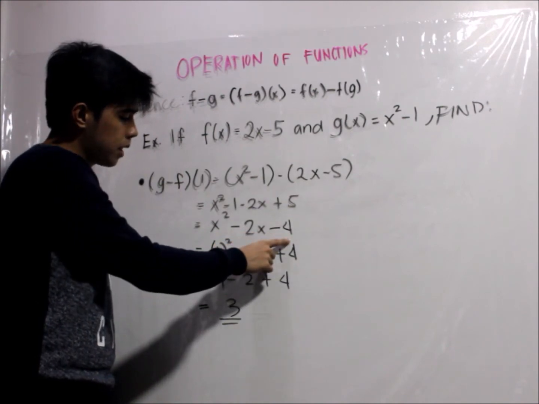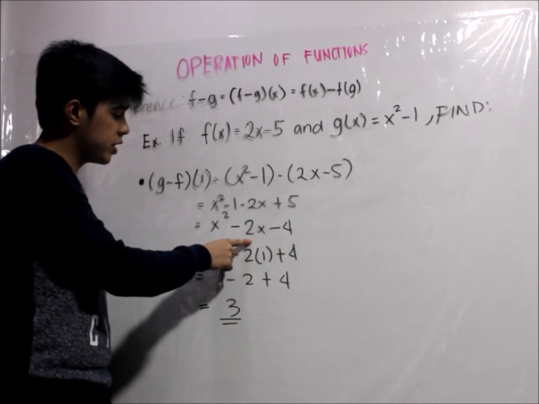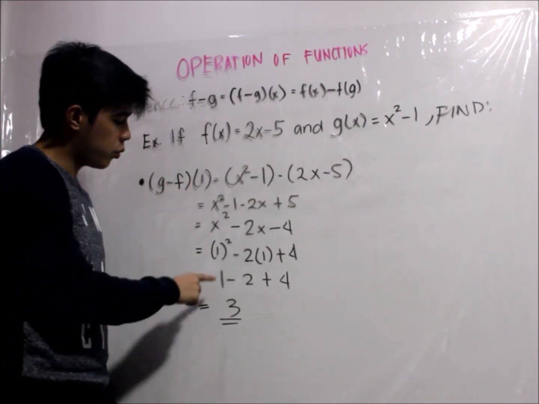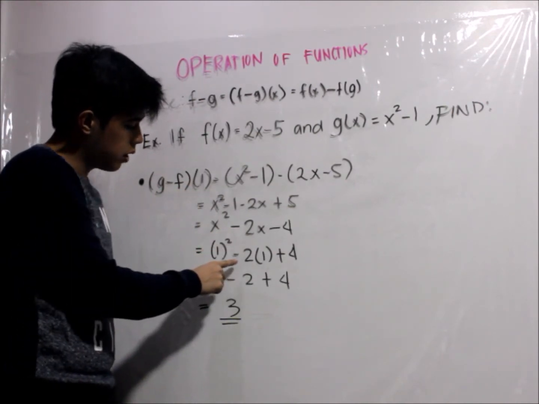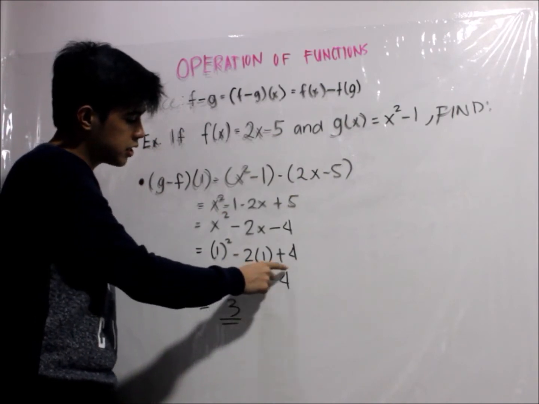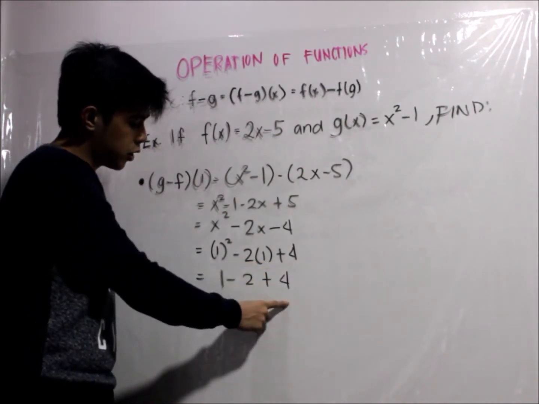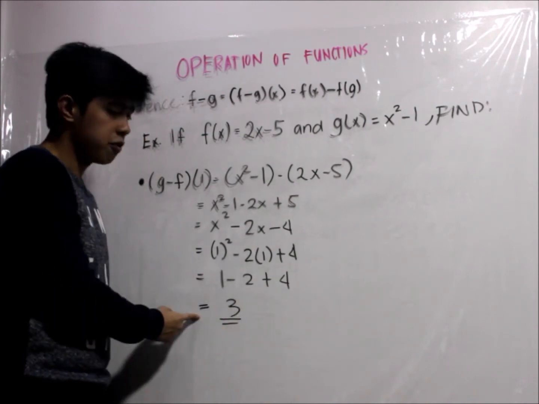minus 4. Then when this happens, we will substitute x with 1 as given in the example. So now we will have 1 squared minus 2 times 1 plus 4. And now we will have 1 minus 2 plus 4 to get the difference of 3.